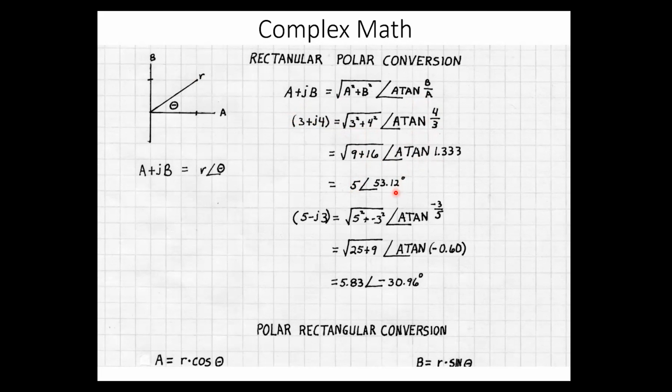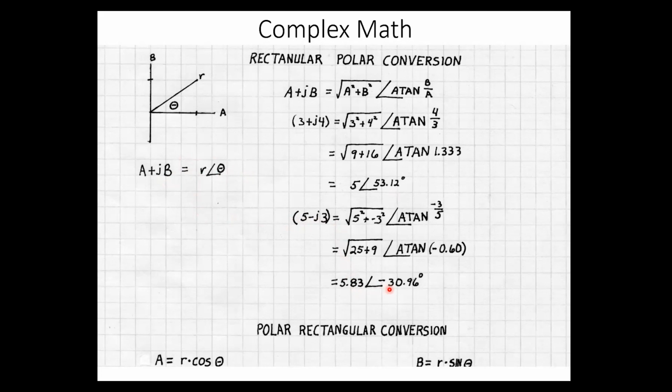Now, this is on your extra exam. Not these particular numbers, but there are going to be several questions on there that could ask you to convert this value to this value and vice versa. So if I do this as 5 minus j3, I come up with the same thing, a 5.83 at an angle of minus 30.96 degrees. Is that one capacitive or inductive? Capacitive. It's capacitive. Thank you.